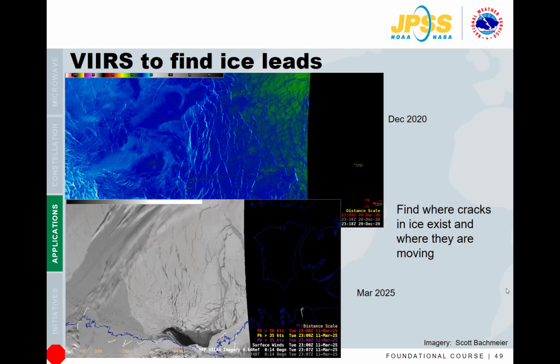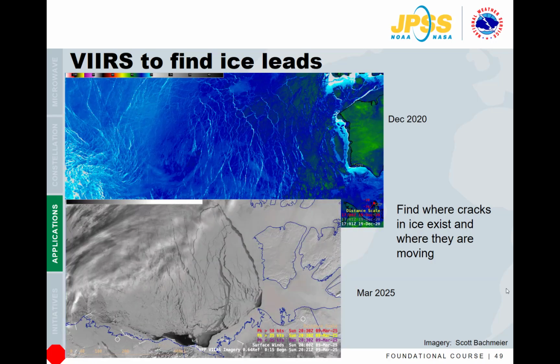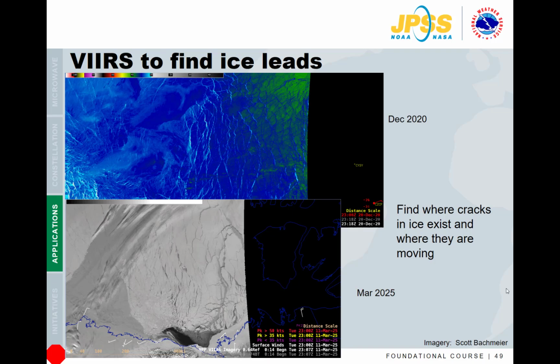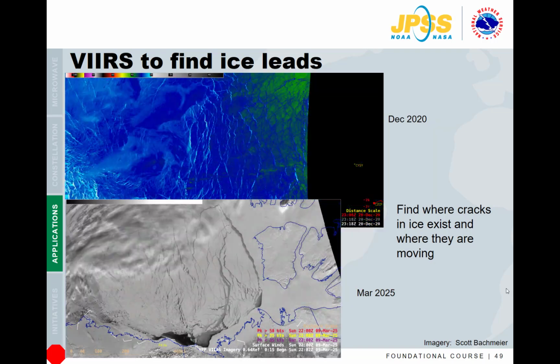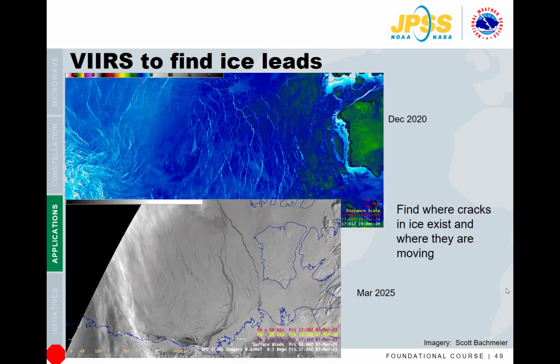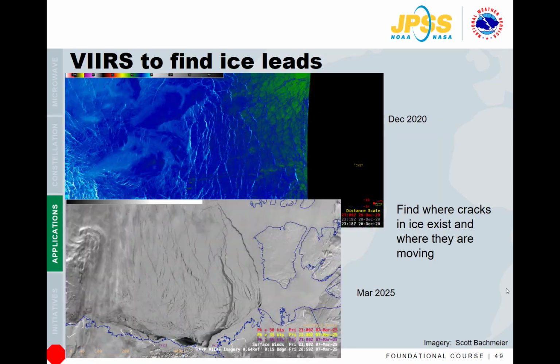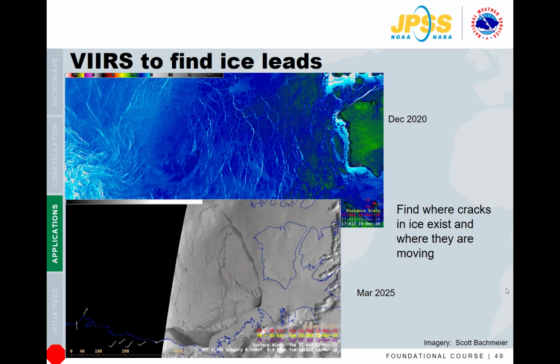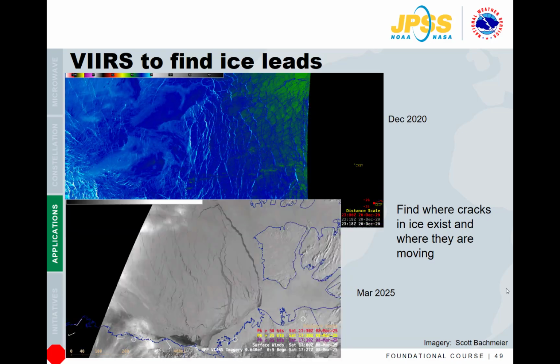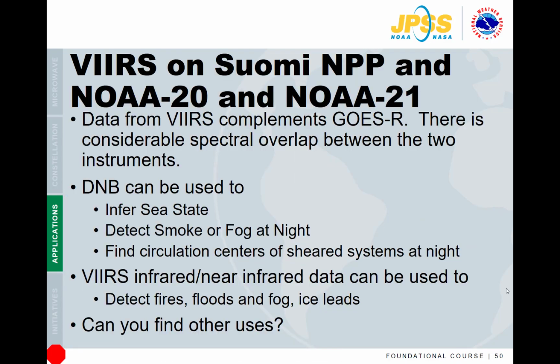VIIRS data gives excellent views of ice leads in the oceans surrounding Alaska, very far from the GOES subsatellite point. Both infrared and visible imagery show where the cracks are, and the great temporal resolution at high latitudes allows for compelling animations. Here's a summary slide.